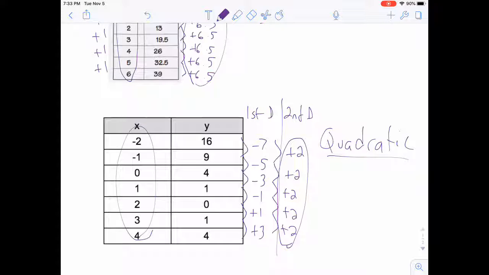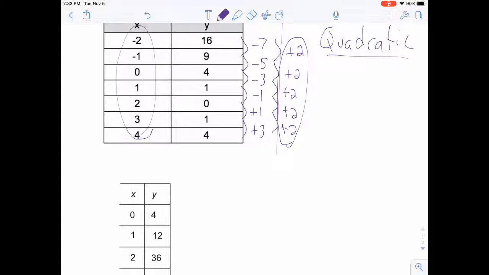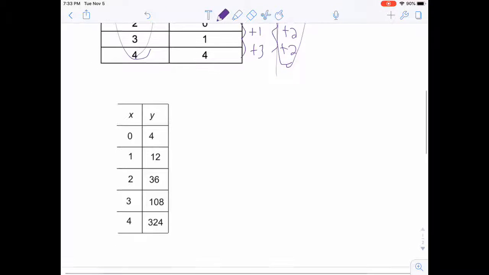Again, second difference is the same, quadratic. First difference is the same, linear. And my third example here, I'm just going to do the work. First difference is 4 to 12, I'm adding 8. 12 to 36, adding 24. 36 to 108, adding 72. Okay, that's all I need for here.